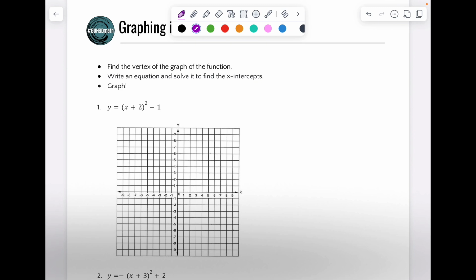So today is nice because all of our equations are already in vertex form for us, so we won't have to do that completing the square process. We just need to identify what's our vertex and what are our x-intercepts.